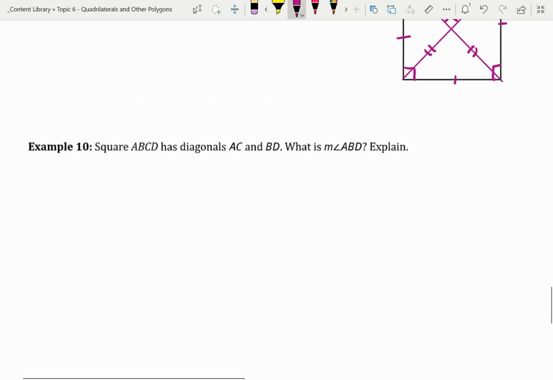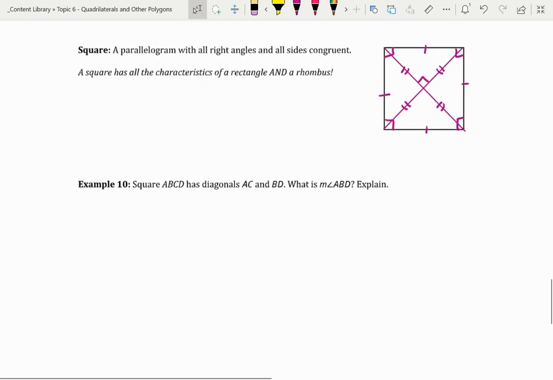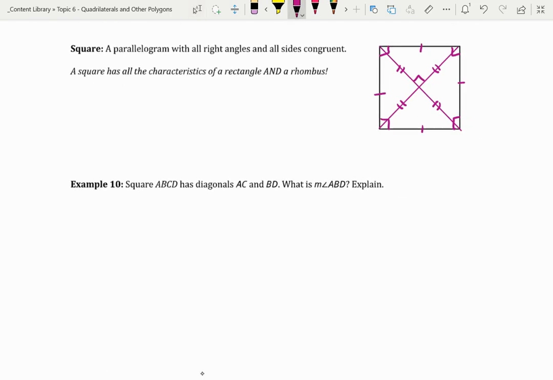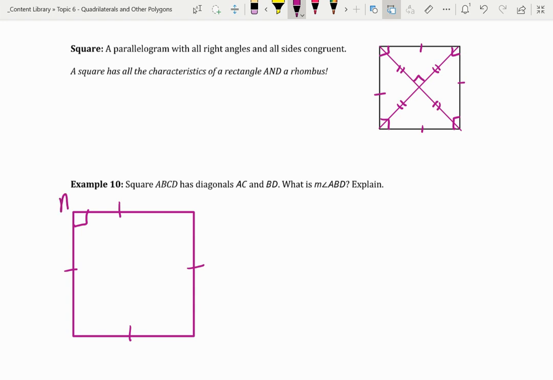So a square ABCD has diagonals AC and BD. Let's go ahead and draw that square. We've got right angles. All of our sides are congruent. Perfect. We've got A, B, C, and D. There we go. Diagonals AC and BD. What is the measure of angle ABD?